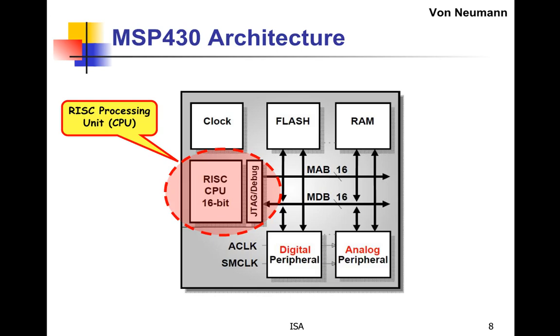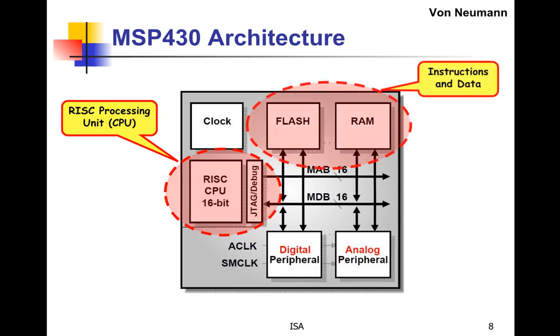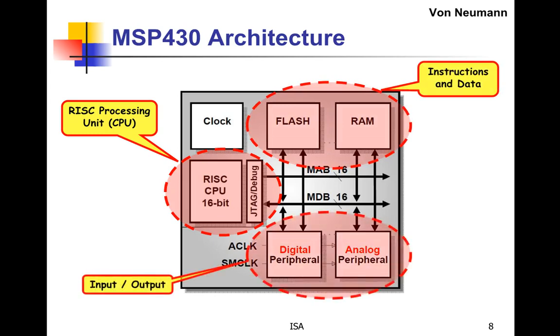So there's the CPU. There's the instructions and data, and here's the I/O. And there's this thing called the von Neumann bottleneck. That is that everything is trying to address the same bus, the MAB and the MDB, main data bus and main address bus.